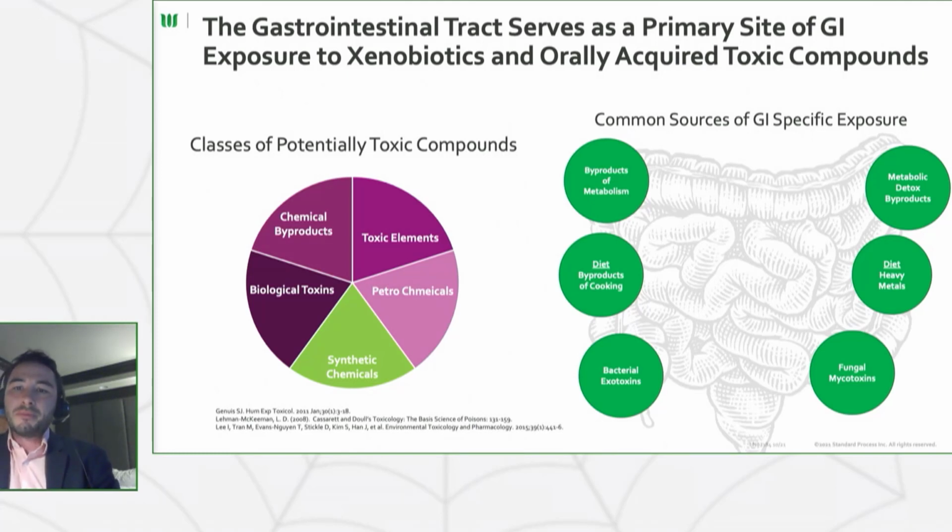In the diet, they can be byproducts of cooking. So heterocyclic amines, PAHs, those things that occur when thermal processing hits food. They can create these harmful compounds that then our body has to undergo detoxification to change. But those can be interacted with in the GI tract with various other things.